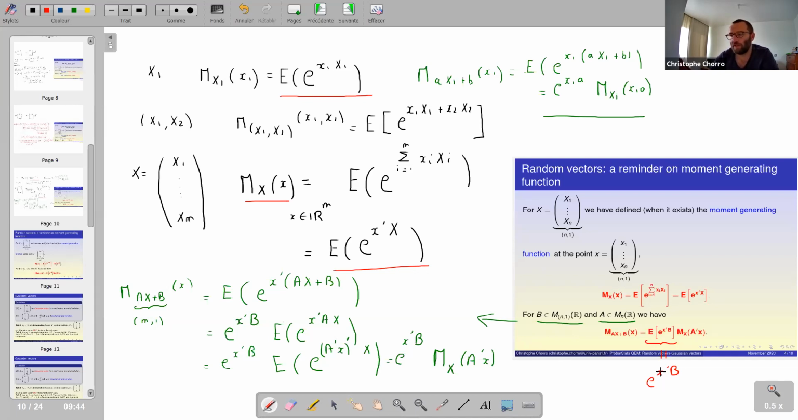So it closes what I wanted to remind you about random vectors. And we are going to use this to start with what I want to do more deeply in this course, that is to extend in a multivariate way what we have defined as a Gaussian random variable.